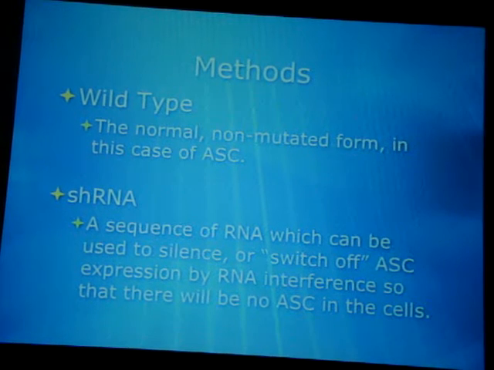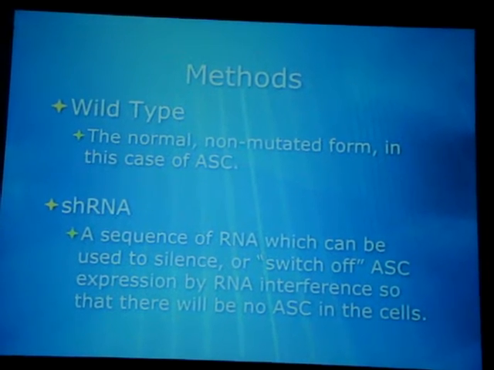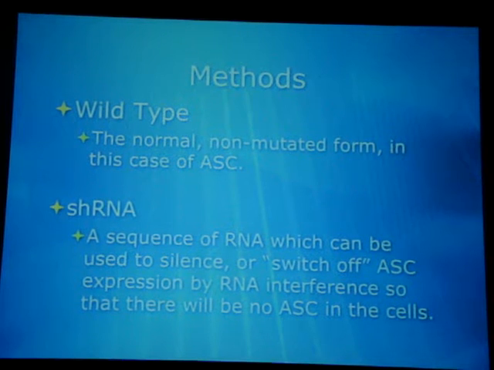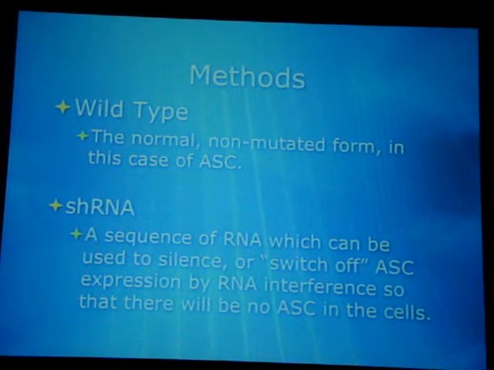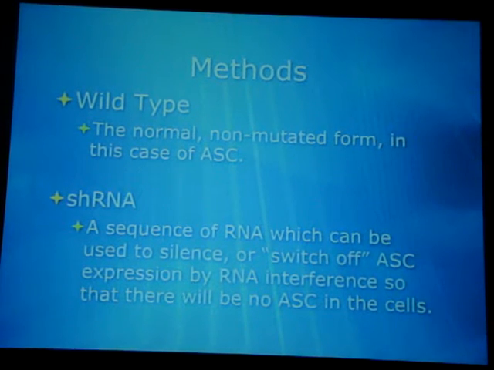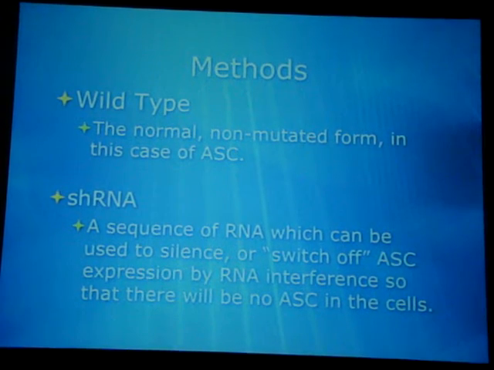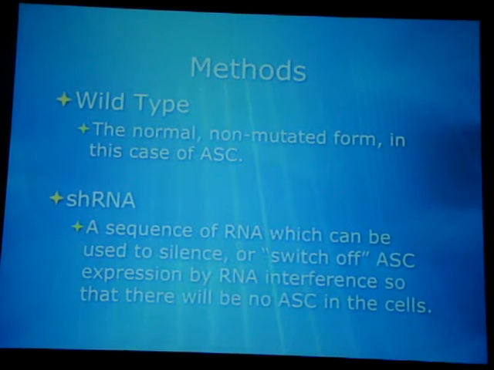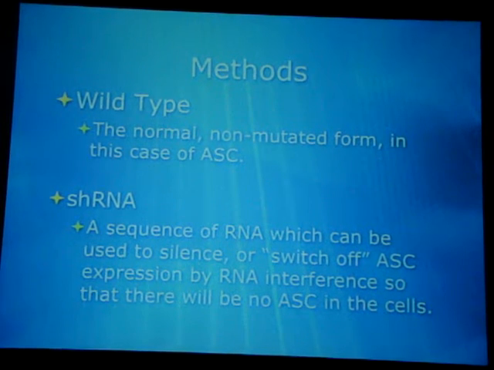I mentioned shRNA. First, I have to define wild type. Wild type is the normal non-mutated form of a gene, in this case of ASC. shRNA, on the other hand, switches off or silences a gene. In other words, there will not be any ASC in the cells, and the inflammasome cannot function.